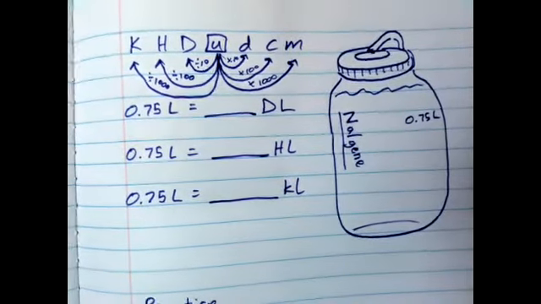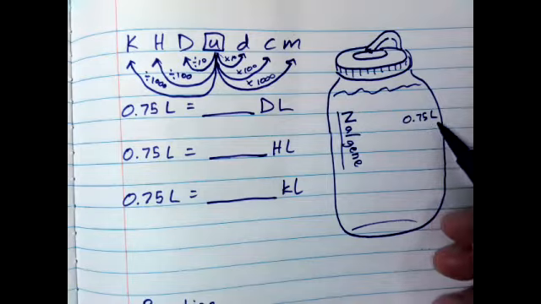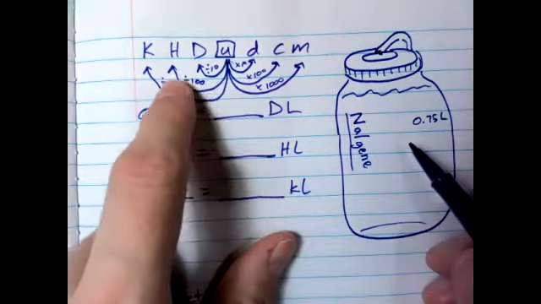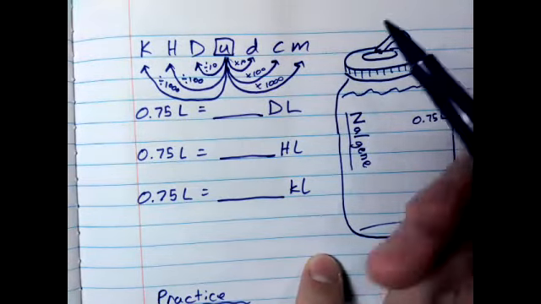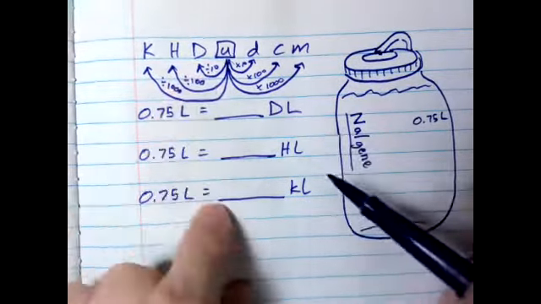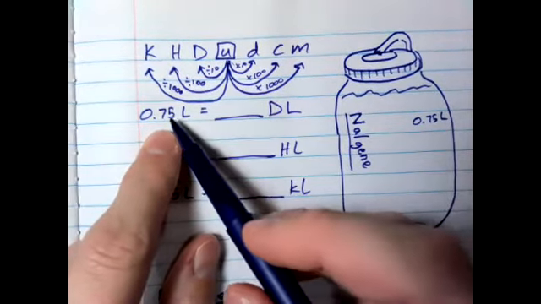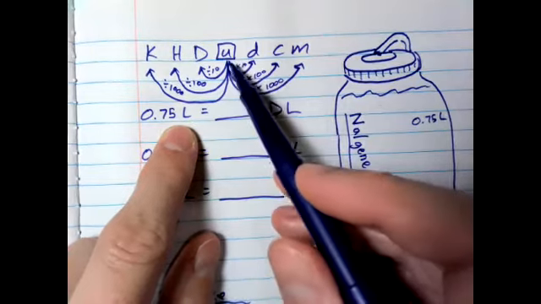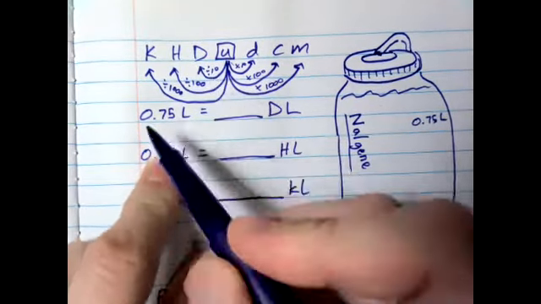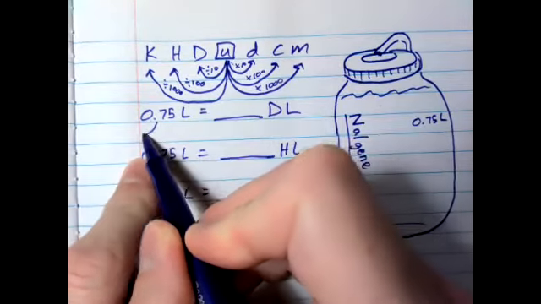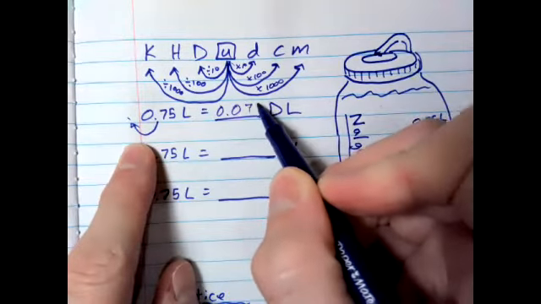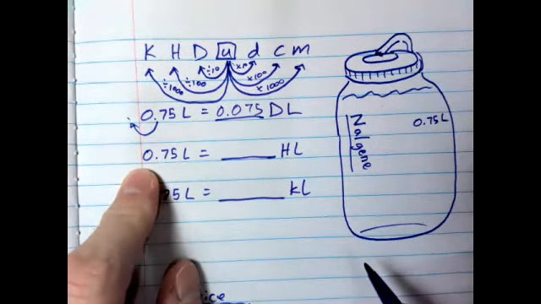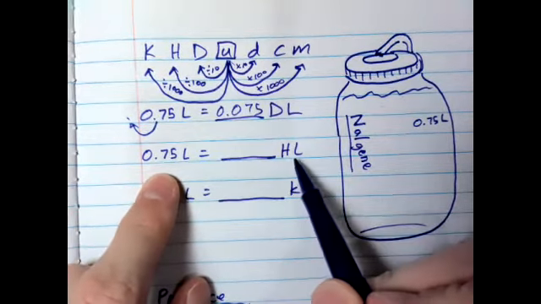I've got my Nalgene. It's 0.75 liters or 75 hundredths of a liter. And this time I want to go bigger. I want to go to a deciliter or a hectoliter or a kiloliter. So let's go with a bigger measure by dividing. So I'm going from 0.75 liters to deci. So I'm going to divide by 10. If I'm going left, it simply goes to the left. So I end up with 0.075 deciliters. All right, let's figure out hectoliters.